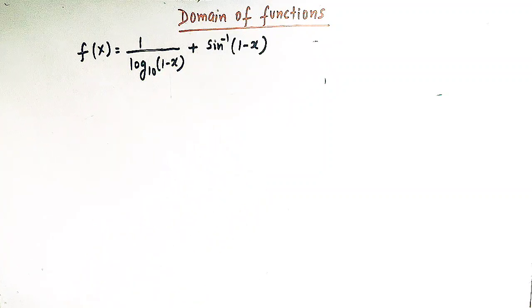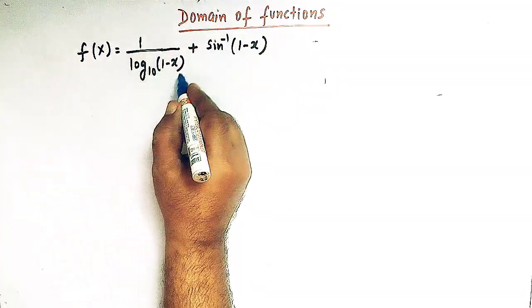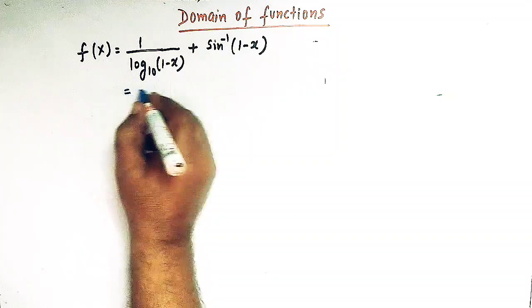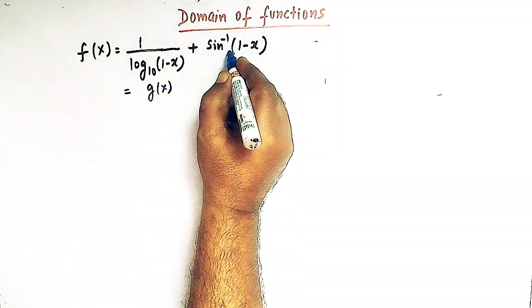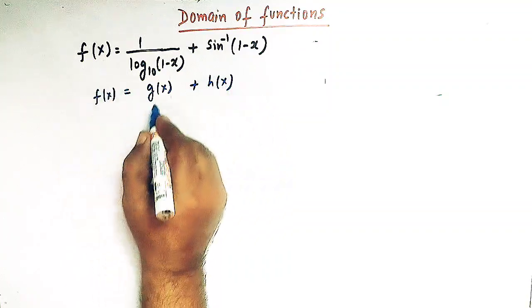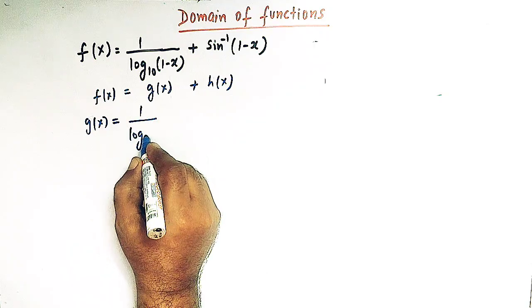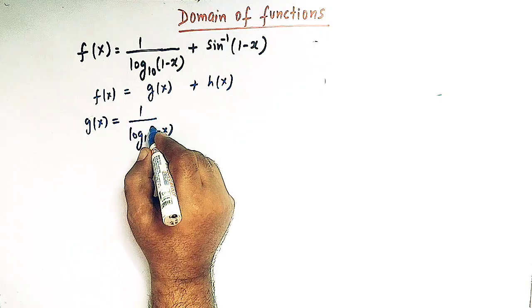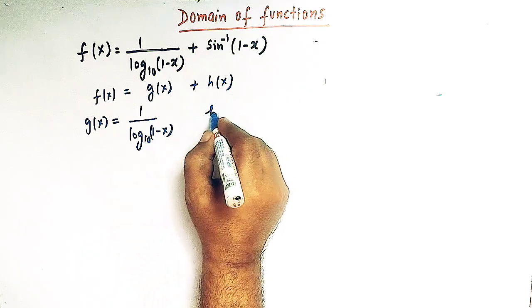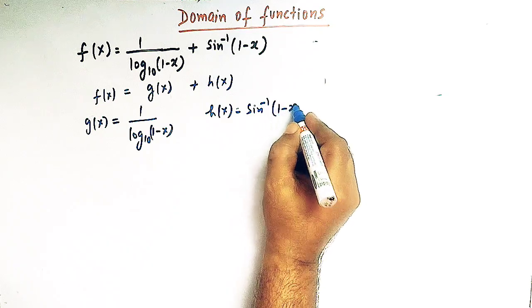So let us see how the concept of intersection of domains helps us to get the domain of this function f of x. So let us first assume this function as say g of x and this function as say h of x. So we have two functions. So g of x is given by 1 over logarithm of 1 minus x to the base 10, and h of x is inverse sine function of 1 minus x.